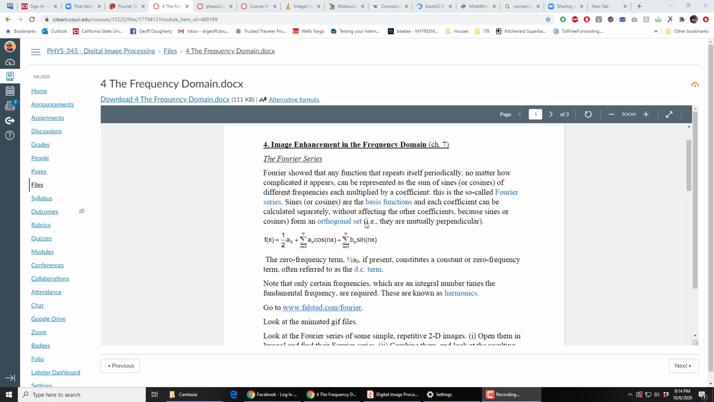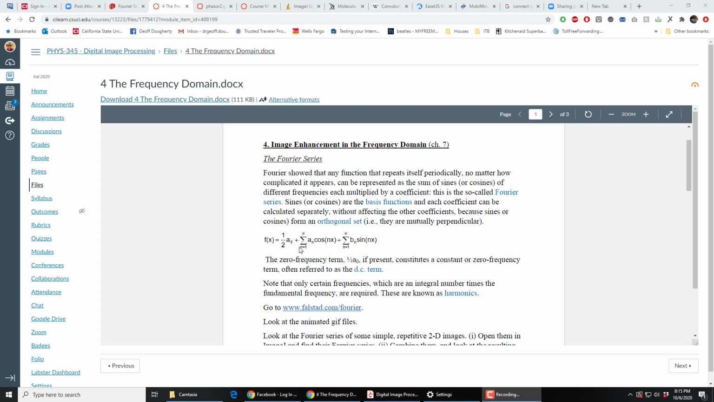But the question is, what if the shape doesn't repeat? What if the function is non-repetitive? For example, a single square pulse rather than a square wave that repeats itself. We want to know what frequencies are needed to build up a single square pulse. Now this is more difficult because the sinusoids have to add to zero. They have to cancel out on either side of the pulse. But the answer is it can be done with sinusoids, but you need all frequencies and not just the harmonics.